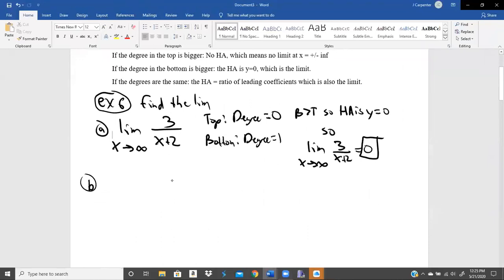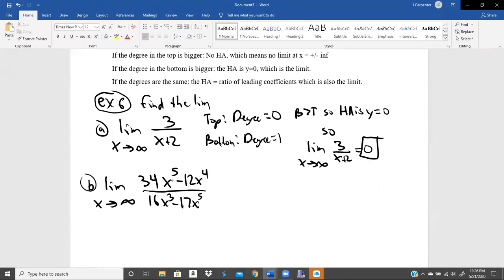B. Let's do the limit as x approaches infinity or negative infinity, doesn't matter. Let's do some weirder numbers. 34x to the 5th minus 12x to the 4th over 16x cubed minus 17x to the 5th. It doesn't matter that there's the same number of terms in the top and the bottom. That's just a coincidence. What is important is that you find the degrees. You've got a fraction problem, so that's a rational.